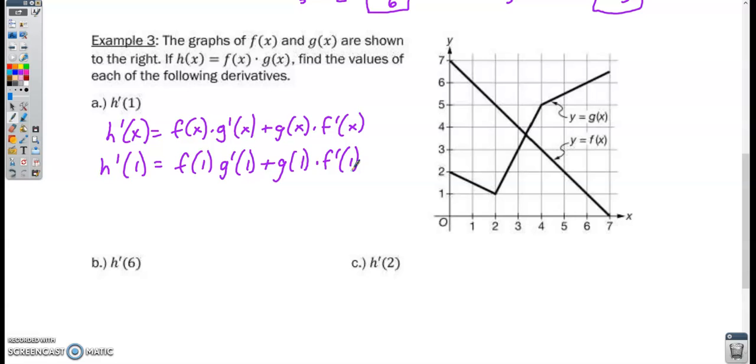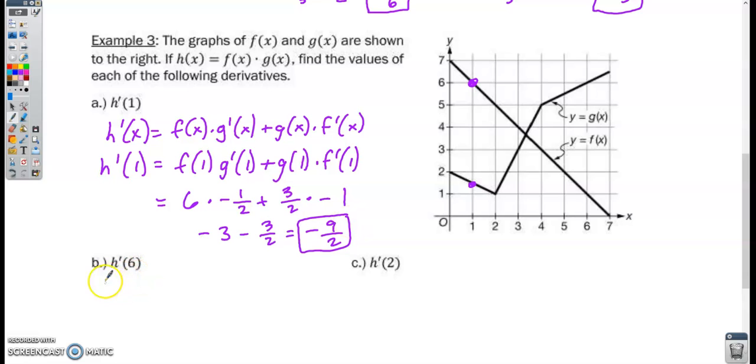Looking at the graph, okay, let's see. F of 1 is right here, it's 6. G prime of 1 is the slope of the g graph, which is -1/2. G of 1 is right here, that's 1.5 or 3/2. F prime of 1 is the slope of the f graph, and so that gives me -3 minus 3/2, or -9/2.